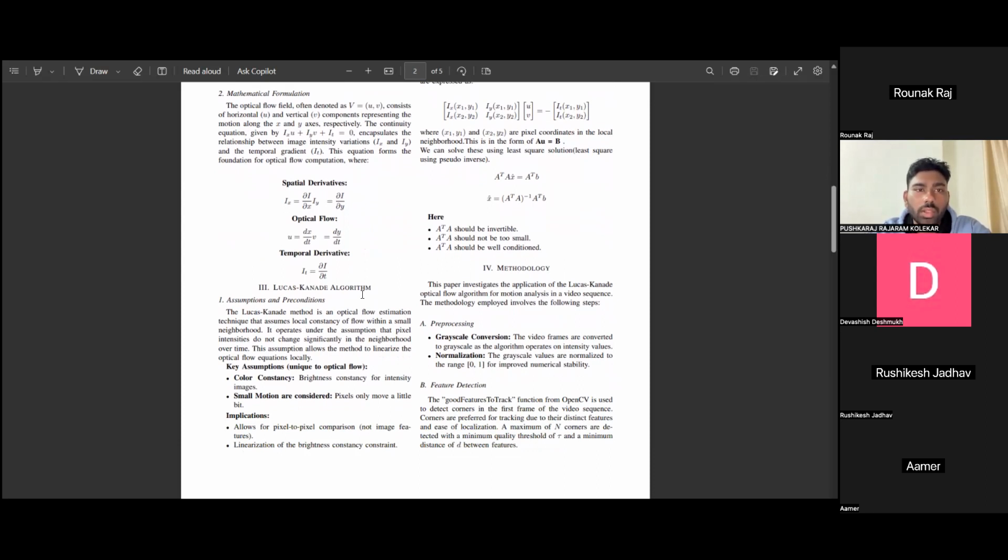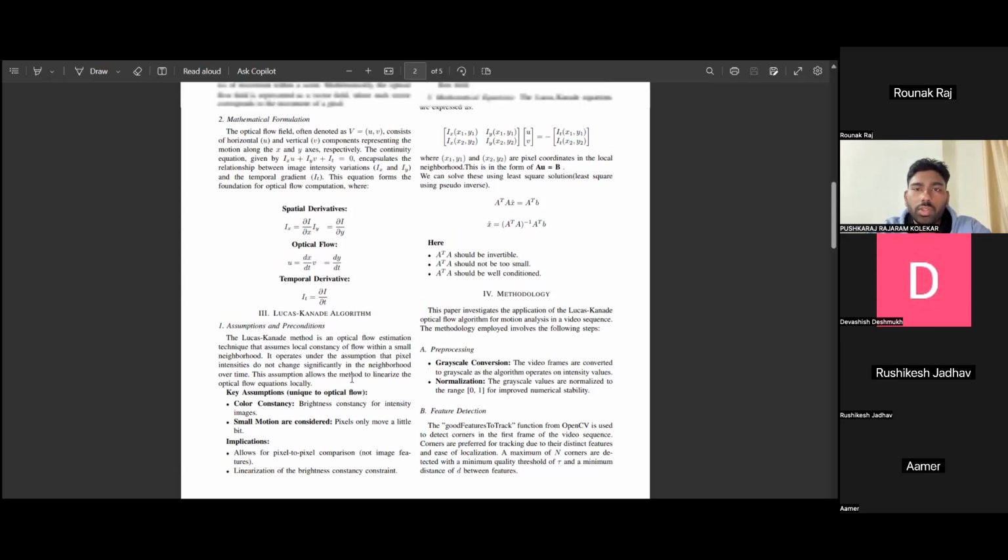According to our research paper, I would like to explain the assumptions and preconditions. The Lucas-Kanade algorithm primarily rests upon two key assumptions that pave the way for its computational efficiency and accurate motion estimation. Firstly, it embraces the concept of local constancy of flow, assuming pixel intensities within a small neighborhood remain relatively stable despite object movement.